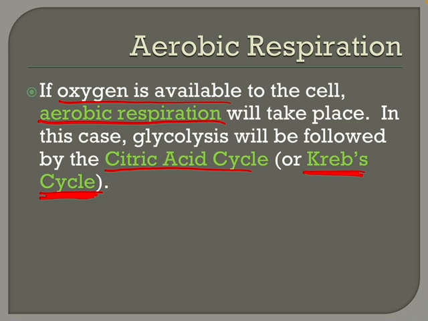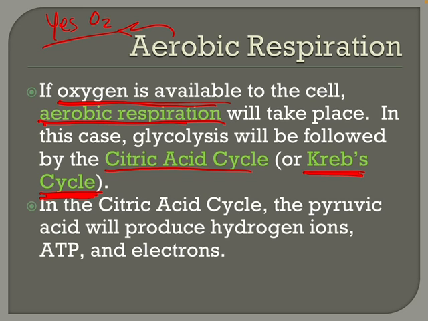So again, glycolysis happens in cellular respiration always. It's always number 1. The next step depends on if oxygen is available. If oxygen is available, aerobic respiration takes place. Remember, aerobic is yes to O2, oxygen is available. If that happens, the next step is the citric acid or the Krebs cycle.